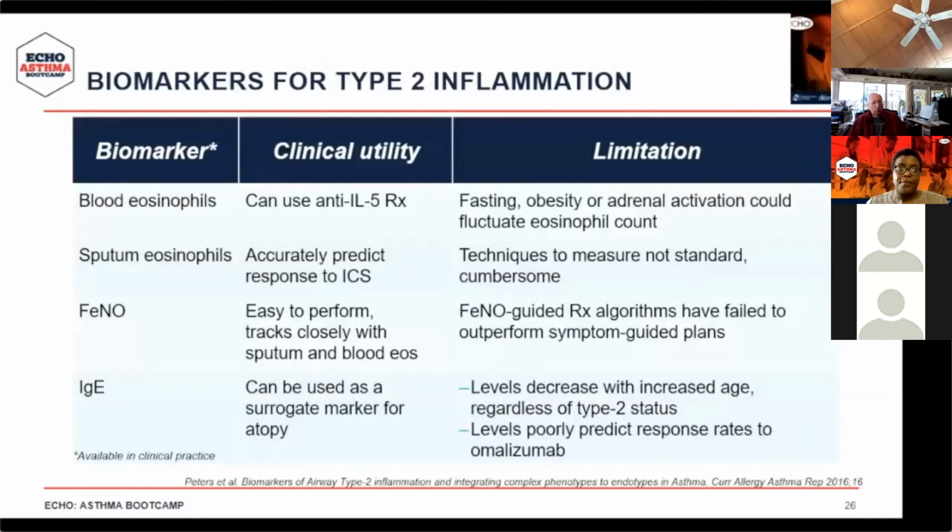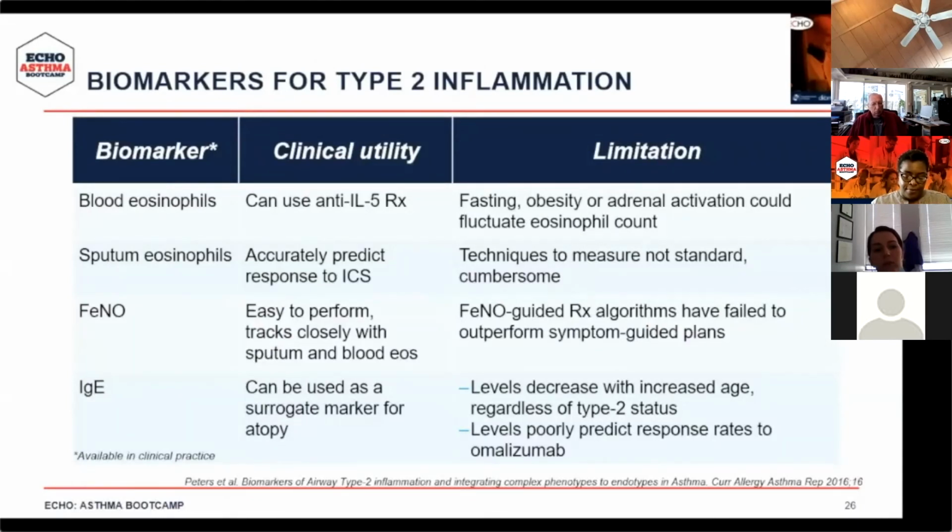And so these are some of the biomarkers that are currently available for helping manage our patients. Blood eosinophils are easy to get. You can routinely obtain a CBC with a differential count or specifically ask for blood eosinophil counts. It can be used to assess if your patient qualifies for anti-interleukin 5 treatment. And we'll talk about it at a later session.